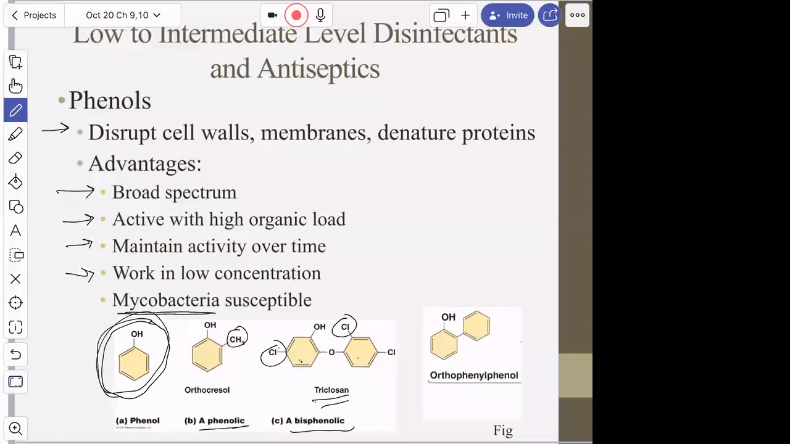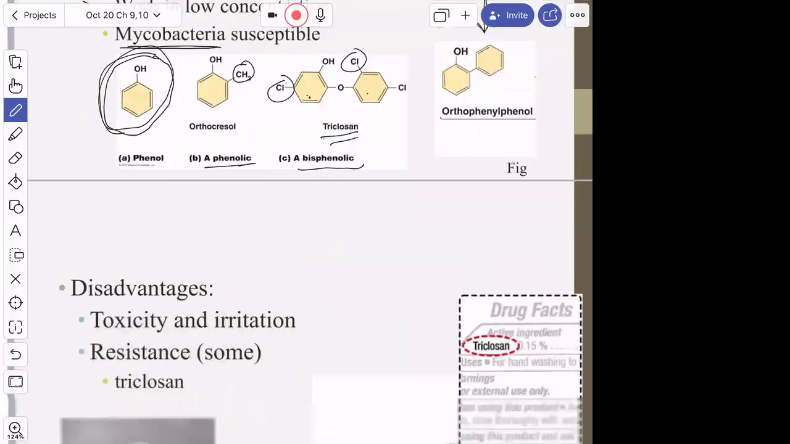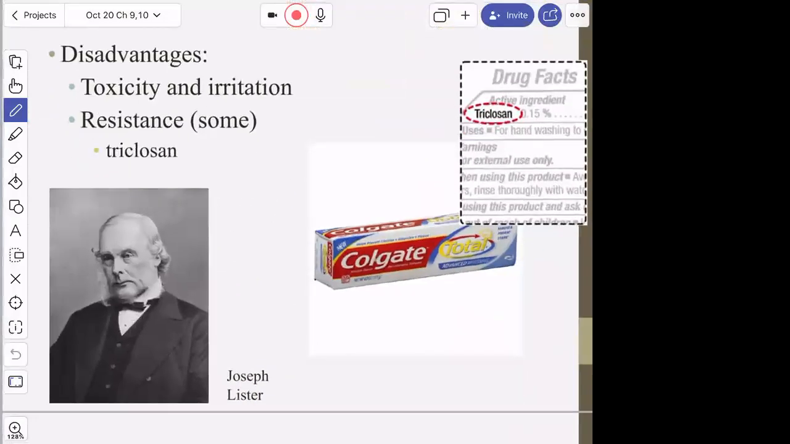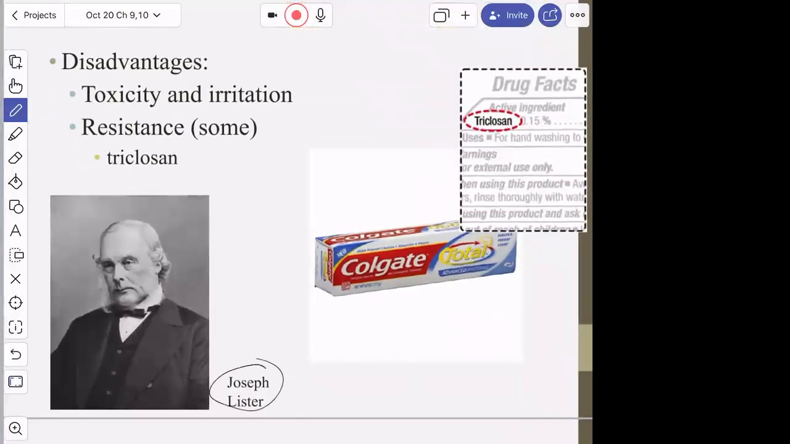Orthophenol phenol used to be the active ingredient in Lysol back in the 80s, but we have since switched to another active ingredient. I think it's a quaternary ammonia that's actually the active ingredient in Lysol now, and just a little bit safer. You may remember back when we talked about this guy, Joseph Lister.